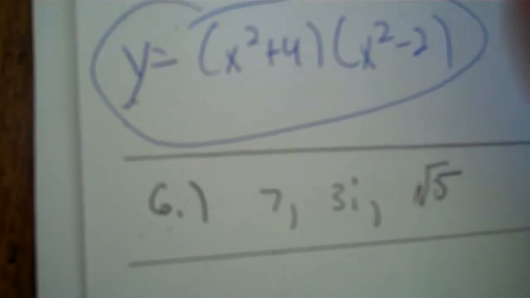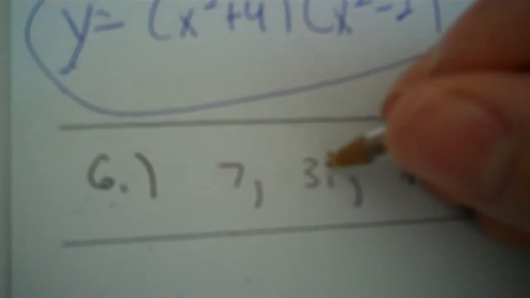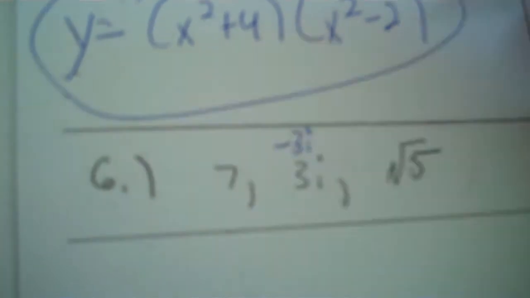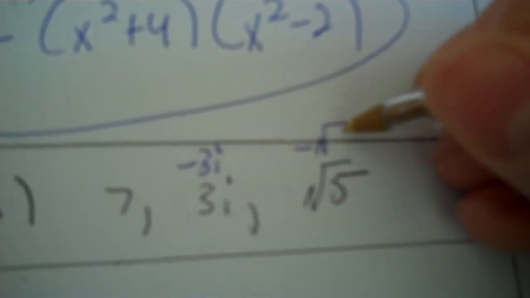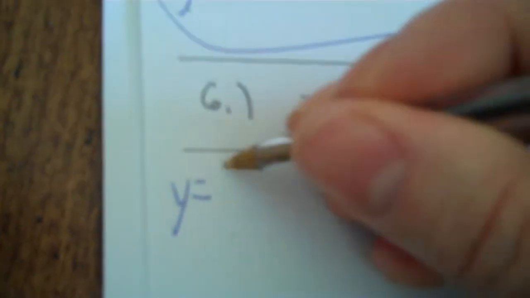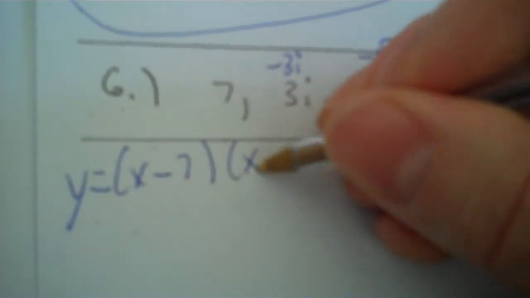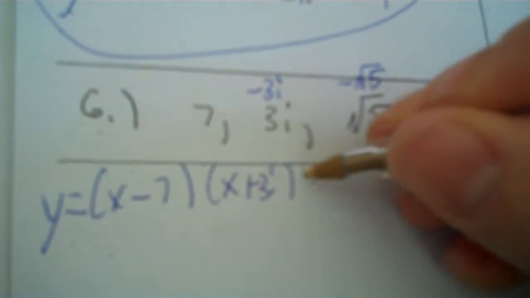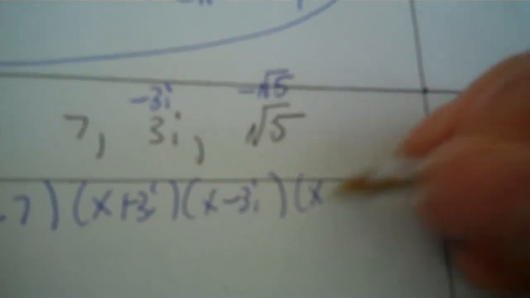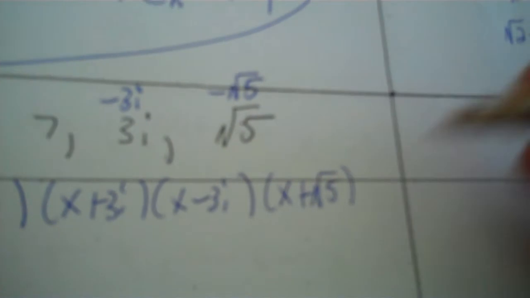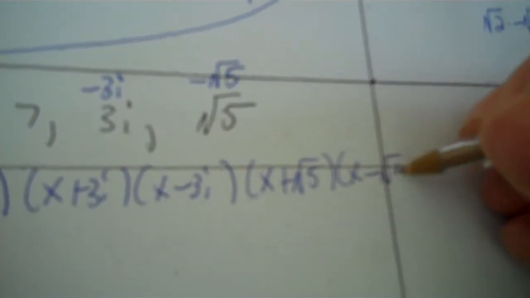Number 7, 3i square root of 5. So the 7 is not an i, it's not a radical. This is i, so it'd have negative 3i. That's a radical, so it'd be negative radical 5. So y equals, we'd have x minus 7, and then x plus 3i, x minus 3i, x plus the square root of 5, x minus the square root of 5.